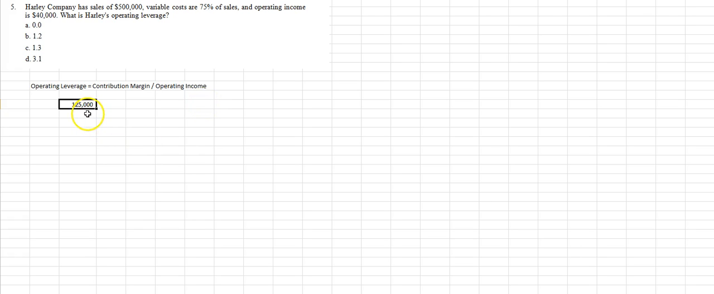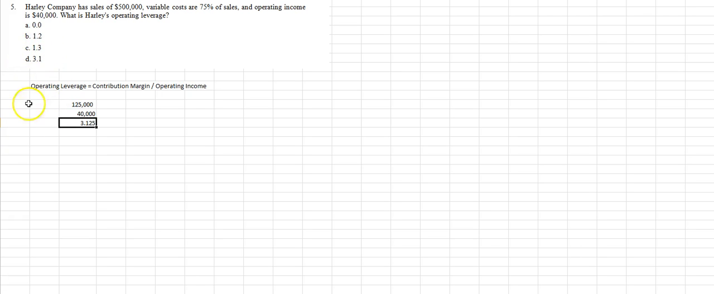Well, it gives me the operating income. I don't even have to calculate it. My operating income is $40,000. It says it right there. So operating leverage is very easy to calculate. It's contribution margin divided by operating income, and it's going to be 3.125. So the answer to that one should be D.